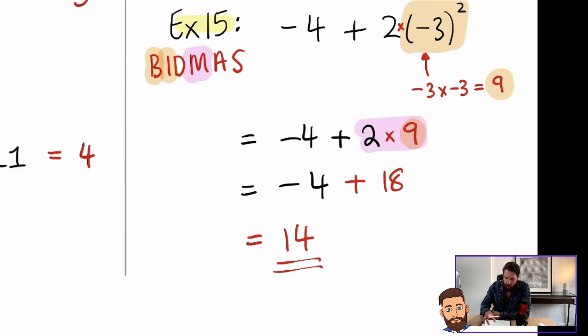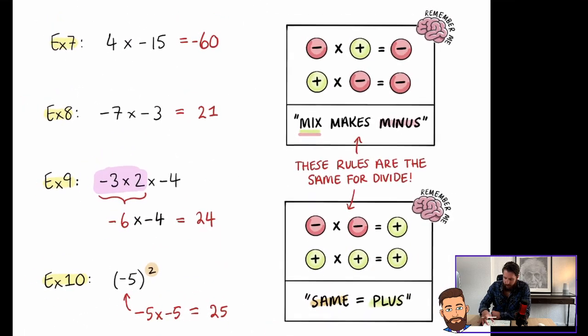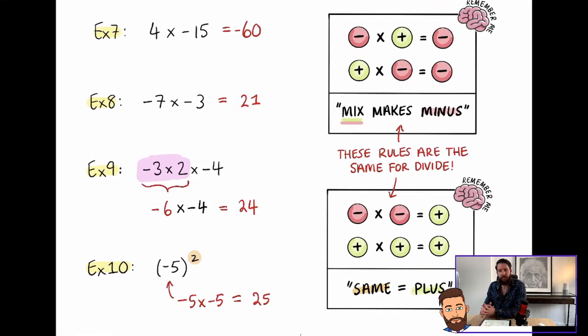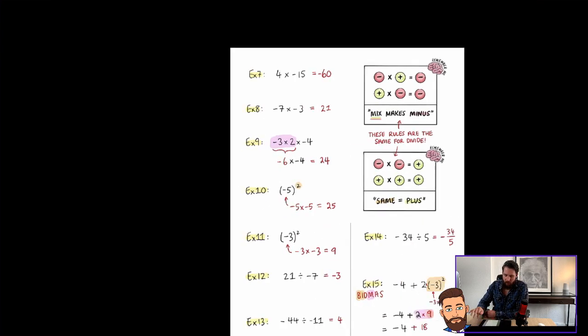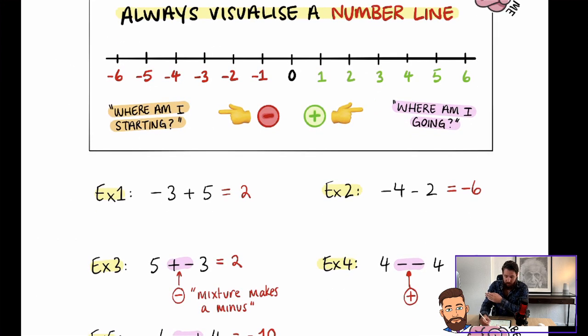That will conclude today's lesson. Quite a short one, but there's some really key elements to negative numbers that will make other questions and other topics a lot easier. The takeaways, remember, and I've said it a lot today: a mix makes a minus and the same as a plus. That works for multiplying and dividing. When you are adding and subtracting, visualize a number line or draw one. Ask yourself these questions: where am I starting and where am I going? Where I'm starting will be decided by the first number you've got, and where I'm going will decide whether you are adding or subtracting.